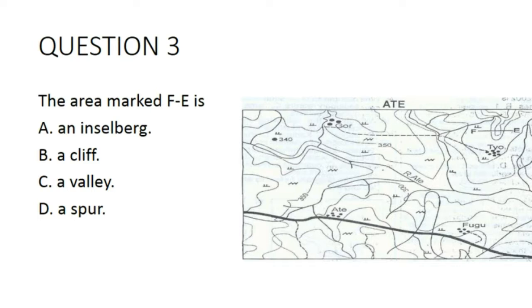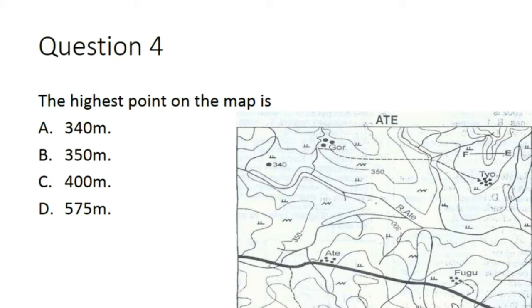Let's go to our map again. The area marked F to E, that is the area at the top right hand side of our map. In our legend, we have main road here, our contour is here. So the area marked F to E is an iceberg. That is option A. Question 4. The highest point on the map is A. 340 meter, B. 350 meter, C. 400 meter, D. 575 meter.